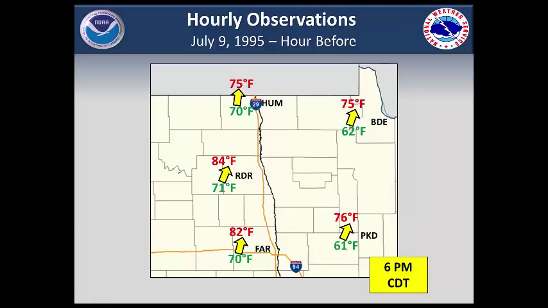HUM is Humboldt, Minnesota. BDE is Baudette. PKD is Park Rapids. FAR is Fargo. And RDR is the Grand Forks Air Force Base. It was a warm and muggy day. The values in red are the 6 p.m. temperatures, and the values in green are the associated dew points. The yellow arrows represent the wind direction.